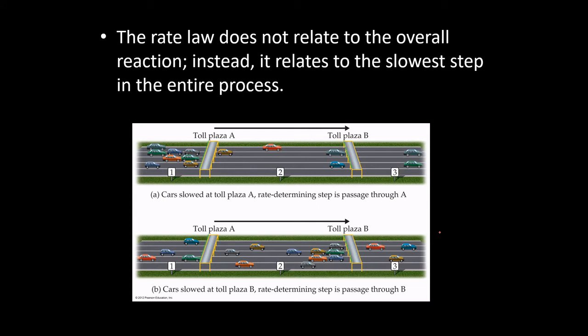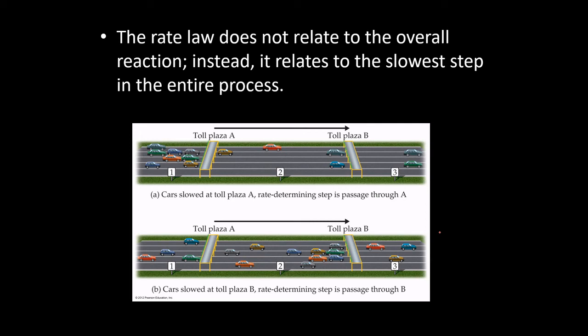Right, so moving on here. Let's think about these multi-step processes and why we can't just take the balanced chemical equation and write the rate law. So we're going to think about this in terms of cars moving on a highway.